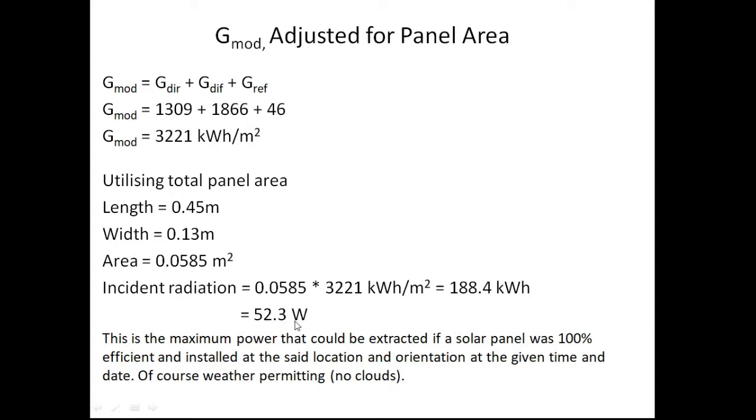And this is the maximum power that this panel could ever get if it was 100% efficient in that orientation, at this location, at the noted time and date. And of course, no clouds, no weather, no other conditions that would cause that problem. So that's the maximum we get.